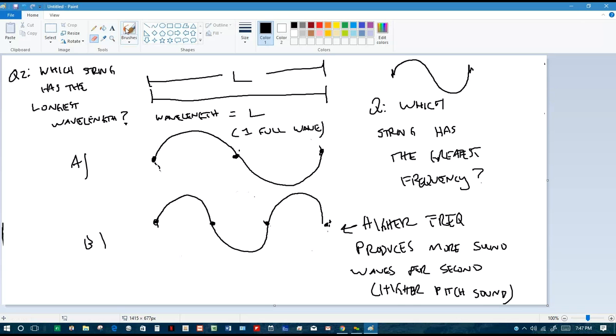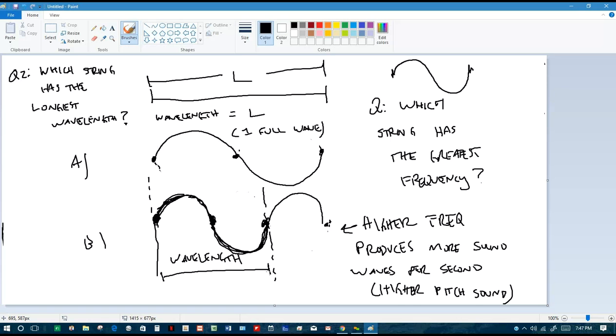The one full wave for this one, if I start here, then I go up, I curl down through the middle part, I come around, and then I stop right there, right? Is that one full wave? From here to here, is that one full wave? Yes. So this is considered the wavelength of this particular vibrating pattern here. The wavelength now goes from here all the way to here.